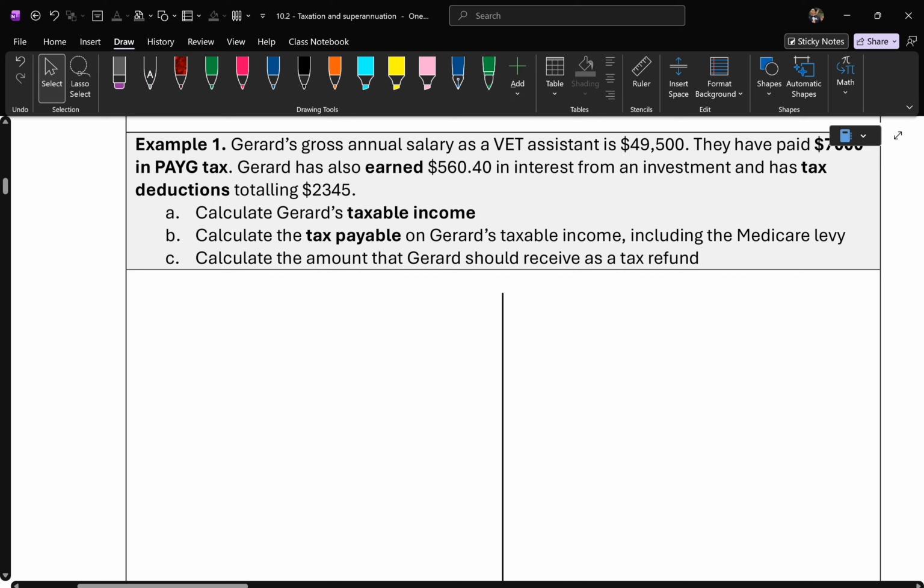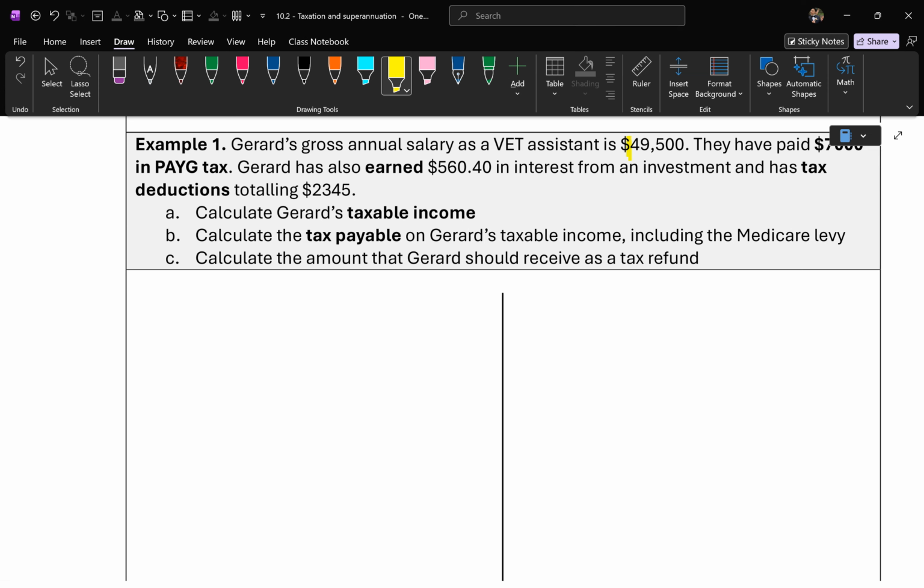Gerard's gross annual salary as a vet assistant is $49,500. Okay, so this is how much this person earns in a year. Right?